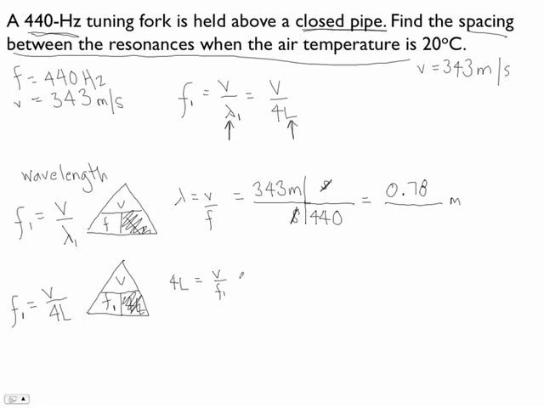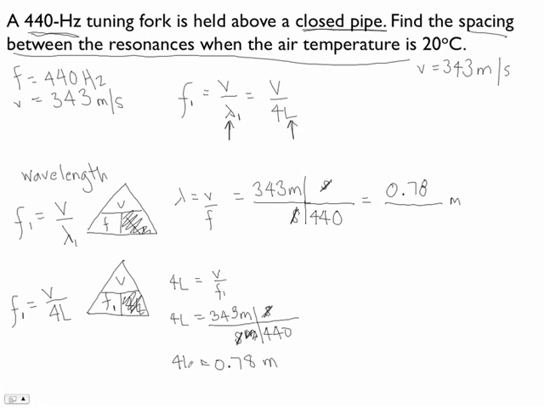Okay? Now what I'm going to do is keep 4L on one side, and I'm going to put my speed of 343 meters per second. Meters per second. I don't know what I was thinking. Over 440 hertz. Okay, and that's going to give me 0.78 meters. These seconds both cross out.